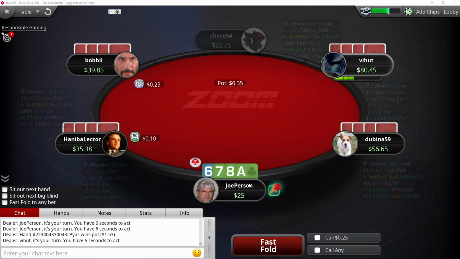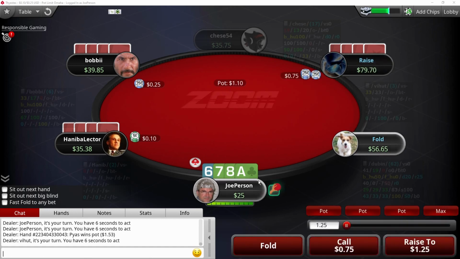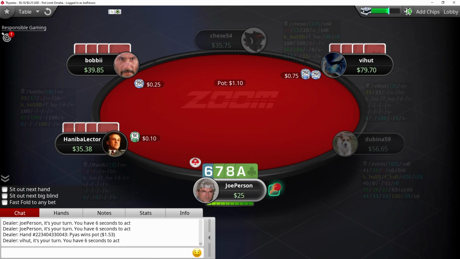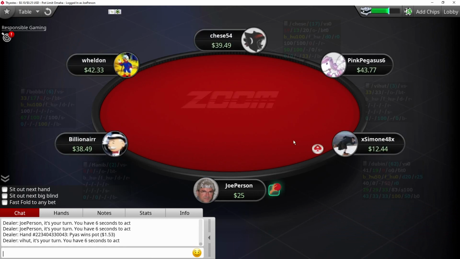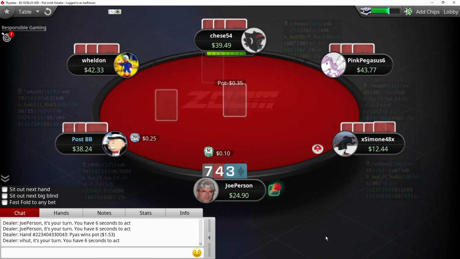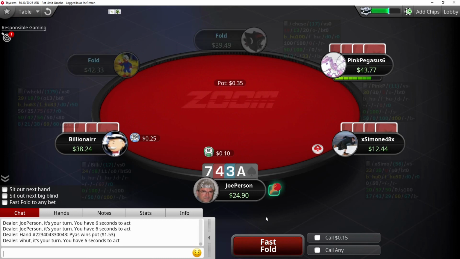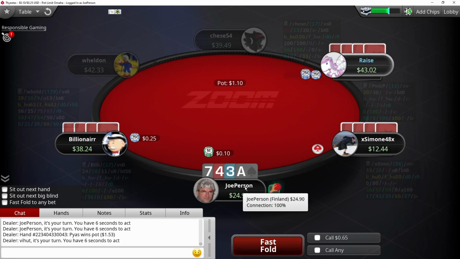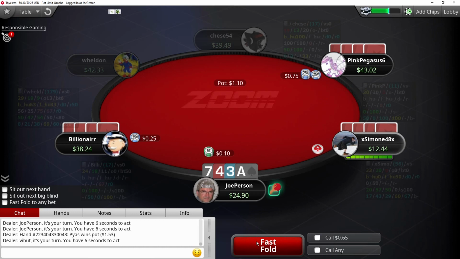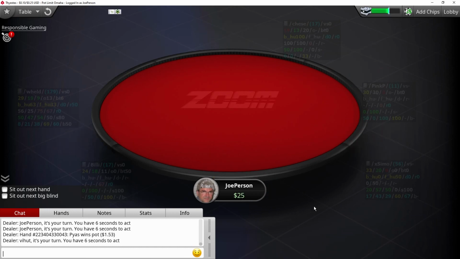I'm going to open because we have a suited ace, but once they open, now this becomes a fold. Same thing, if it's unopened, we open from the small blind, but there's an open, so we skip that.